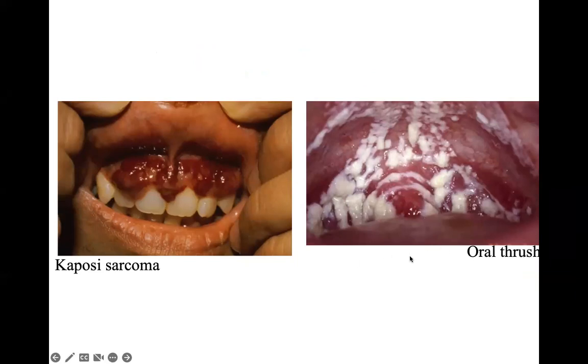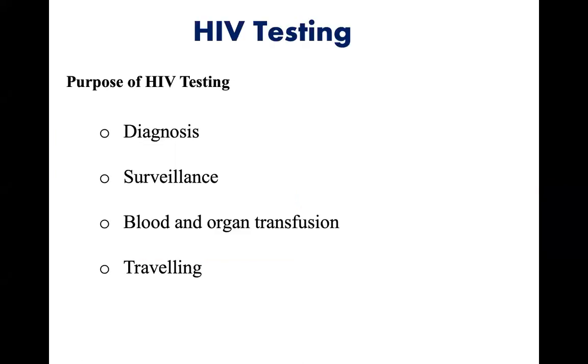You can see oral thrush in someone who has a suppressed immune system, and most likely an HIV patient. Something that is fairly uncommon in other people, except when they have some form of immune suppression.